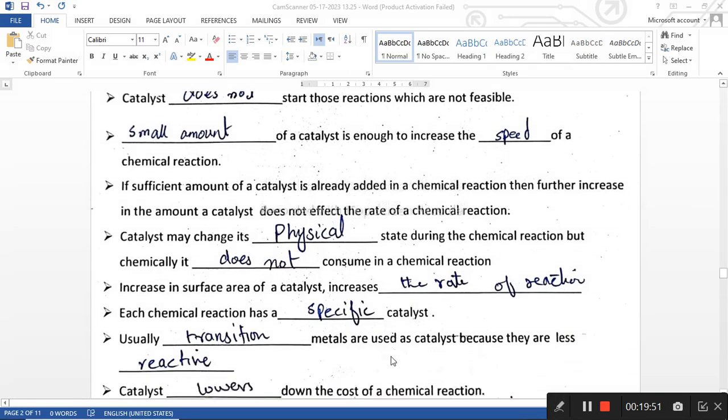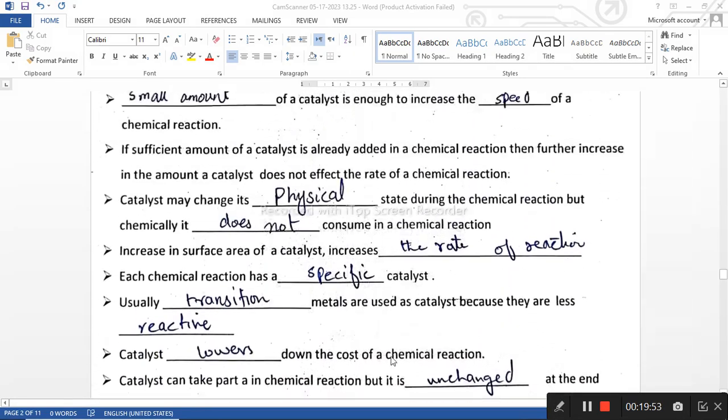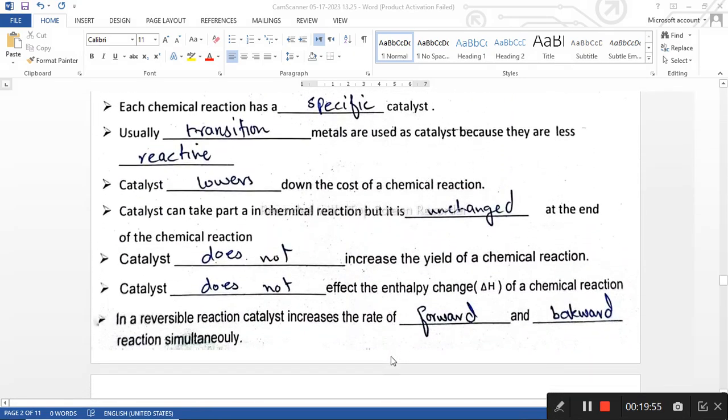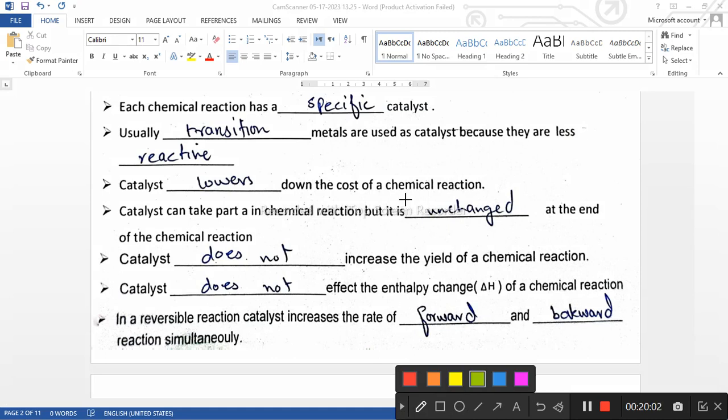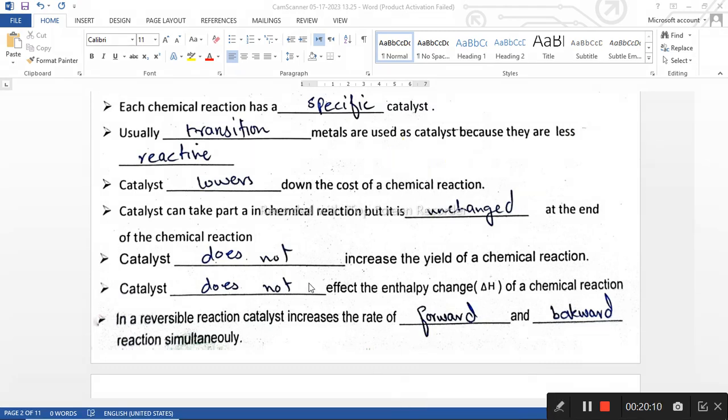Okay, moving forward. Usually, transition metals are used as catalysts. For example, nickel, iron (Fe), and so on. Catalyst can take part in a chemical reaction but is unchanged.